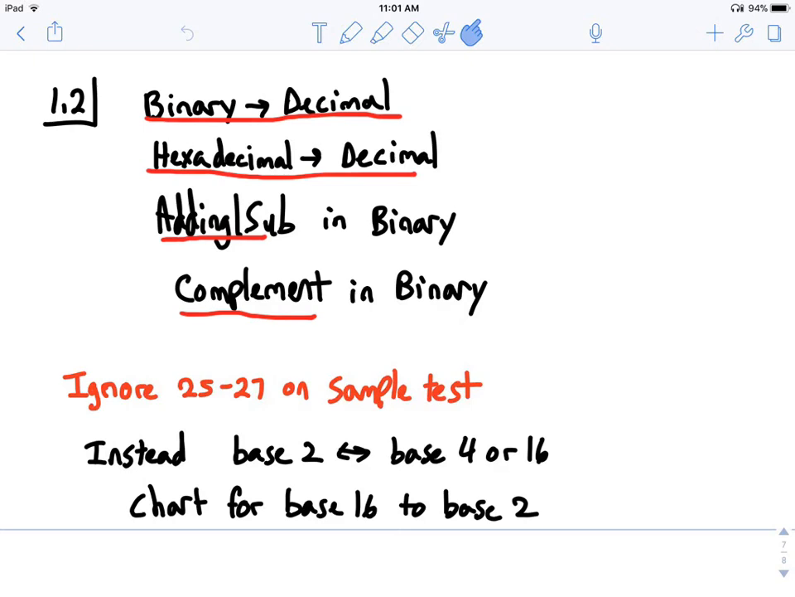On the sample test, ignore problems 25 through 27. Okay, that was from another previous semester when we covered slightly different content. Instead, your questions that will replace those will be like the ones we finished up this unit with, where we were converting from base 2 over to either base 4 or base 16. If you refer back to your notes, we went over some examples.